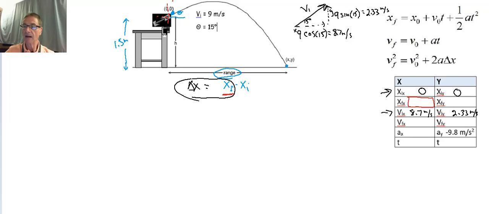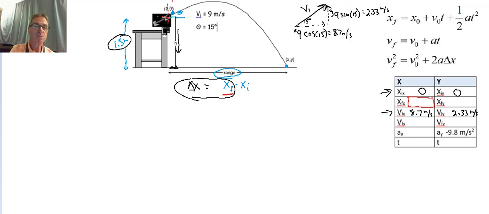What's my final position in the y direction? Well, we've said that it's 1.5 meters from the ground up to the launch position. But if this position where we're launching from is 0, 0, the ground is in the negative y direction, right? We're coming down here.